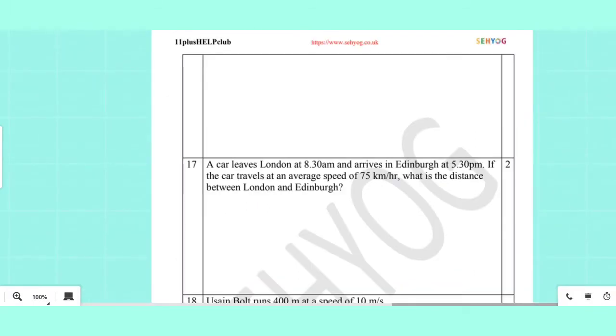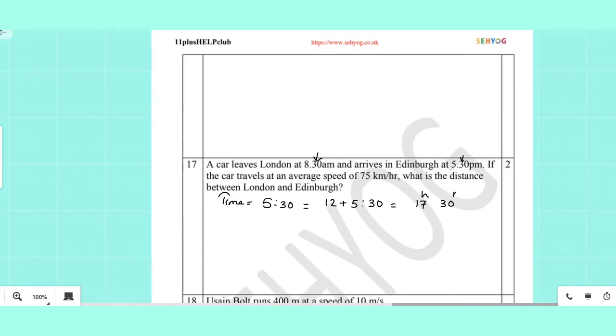Question number 17. A car leaves London at 8:30 a.m. and arrives at Edinburgh at 5:30 p.m. If the car travels at an average speed of 75 kilometers per hour, what is the distance between London and Edinburgh? So, we will first find out how much time duration is from 8:30 a.m. to 5:30 p.m. So, 5:30 p.m. in 24-hour format, we are adding 12 hours with it. So, 12 hours plus 5 hours gives us 17 hours. So, 17 hours 30 minutes.